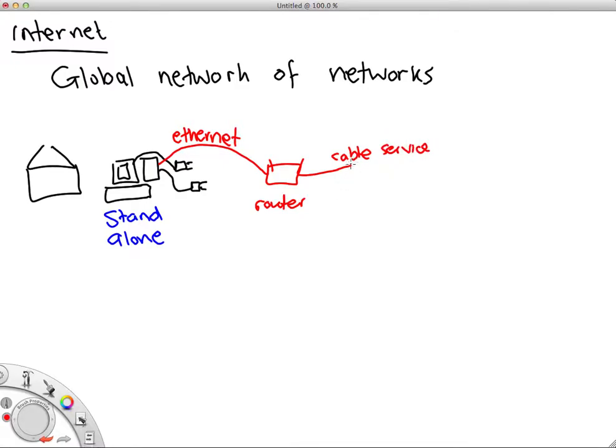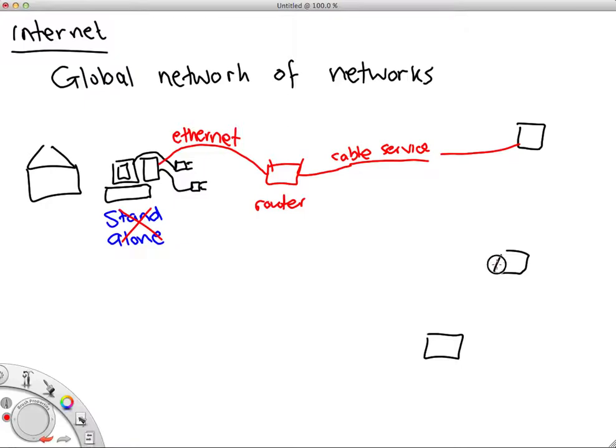What that has then done is it has made my computer no longer a standalone machine. My computer is now connected to a network. It's now connected to the internet. Because if my computer here is connected to a cable service, well, so are other computers around the world. So another computer in someone else's home, and another computer in someone else's home, and another computer in someone else's home, all might be using cable services.